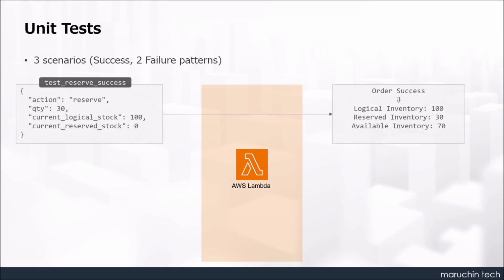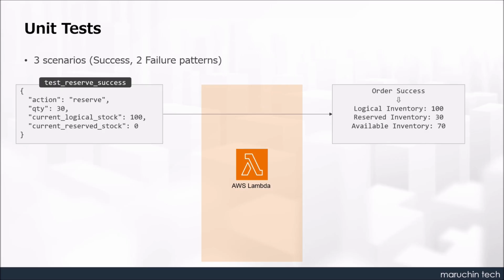The first, in the allocation success case, the current logical inventory is 100 and the reserved inventory is 0, meaning the available inventory is 100. We receive an order for 30. As a result of the calculation, logical inventory remains 100, the reserved inventory becomes 30, and the available inventory becomes 70.